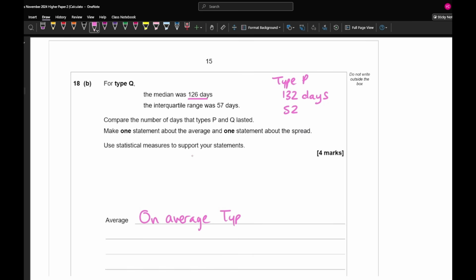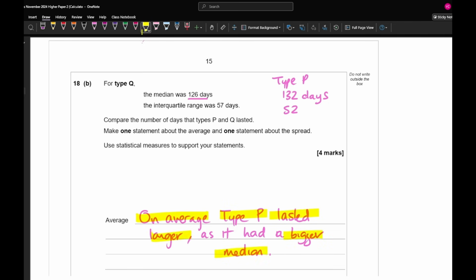type P lasted longer, and you can then just say as it had a bigger median. You can quote the numbers if you wish, but the key words you want to say here is, on average, type P lasted longer because it had a bigger median.